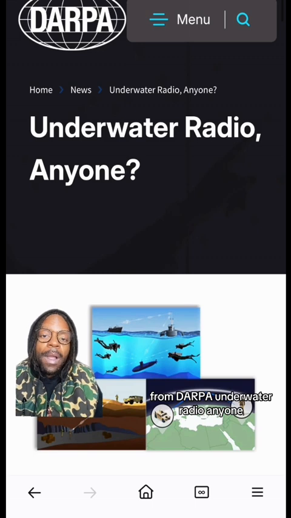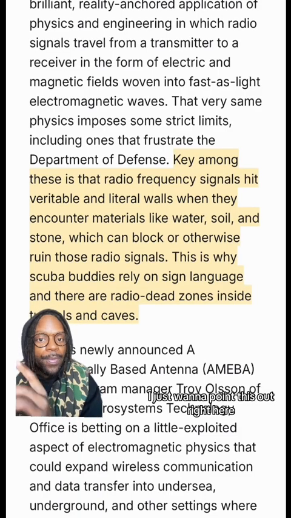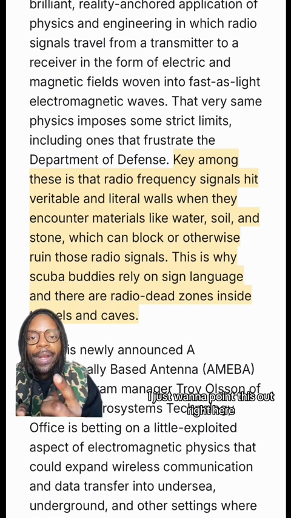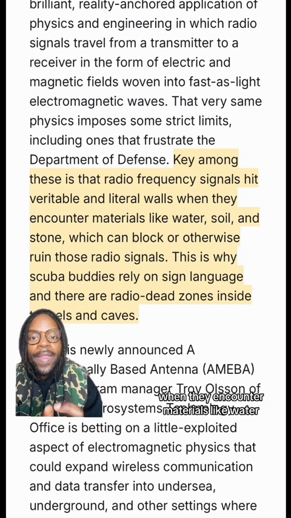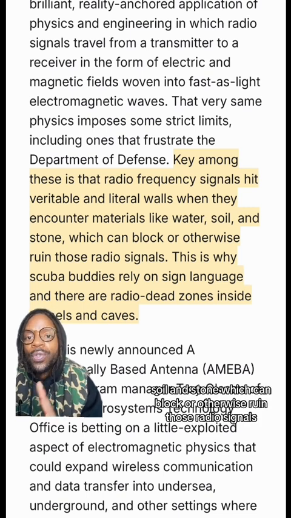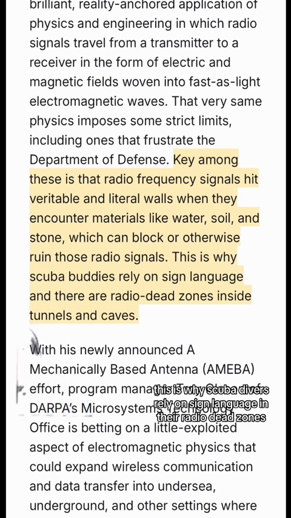From DARPA, underwater radio, anyone? Now, out of the whole article, I just want to point this out right here. Radio frequency signals hit veritable and literal walls when they encounter materials like water, soil, and stone, which can block or otherwise ruin those radio signals. This is why scuba divers rely on sign language in their radio dead zones inside tunnels and caves.